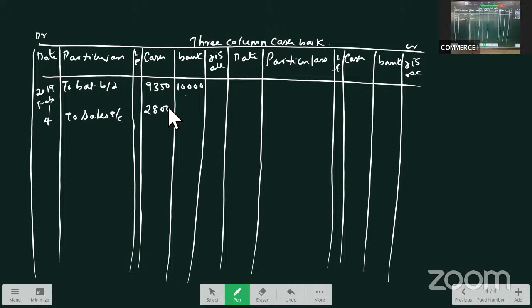Then sold furniture and received amount through Google Pay. So it is to furniture, and the amount we should write in the bank column. That is 6,000, we should write in the bank column.